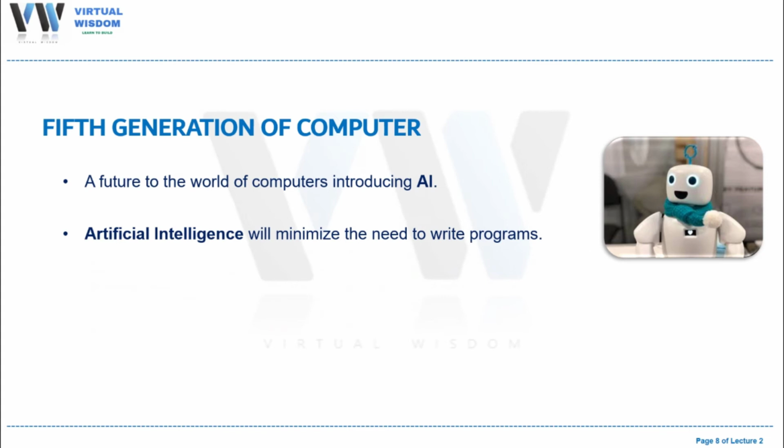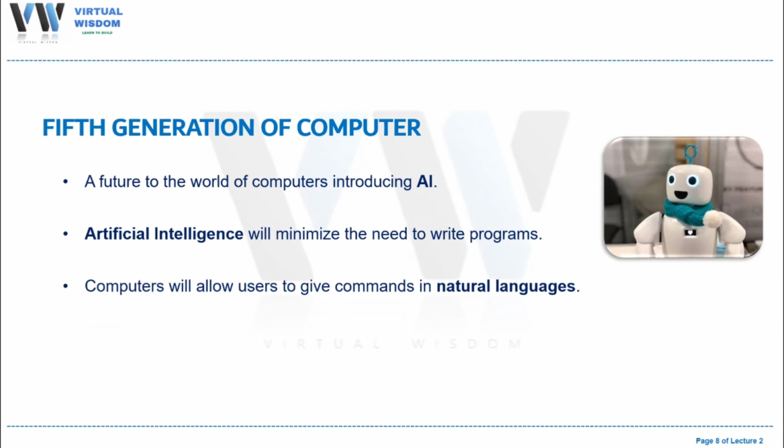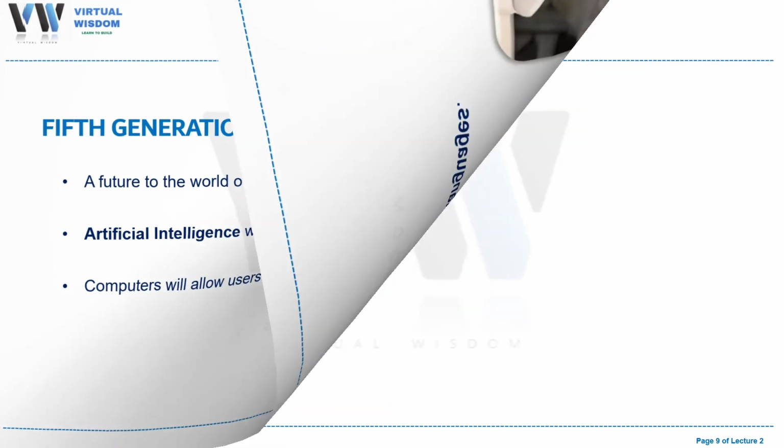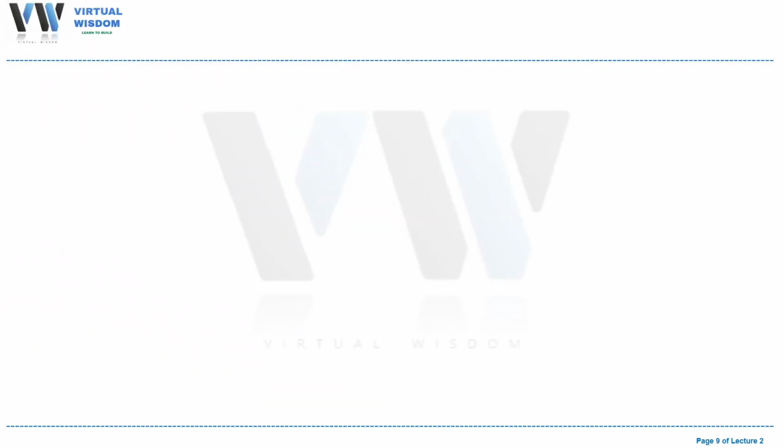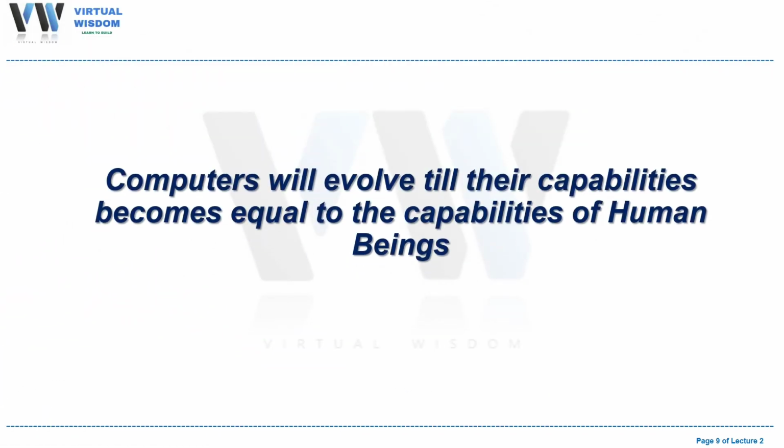These computer are to be based on AI, which will minimize the developer's work to write programs. These computer will allow its user to give commands in any natural language. These computer are still being developed and are making the future of the world look like fantasy. We can conclude by saying that the computers will evolve till their capabilities become equal to the capabilities of human beings.